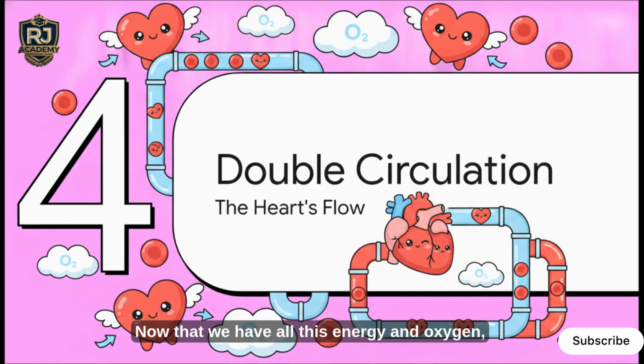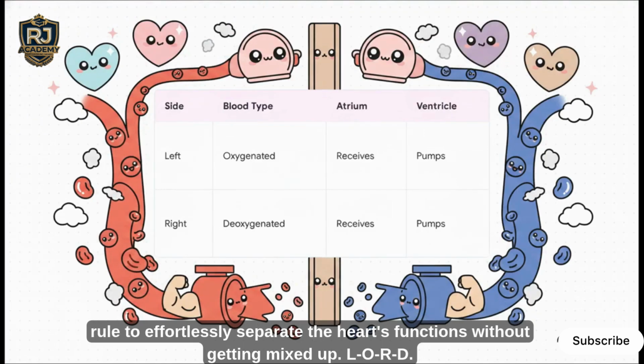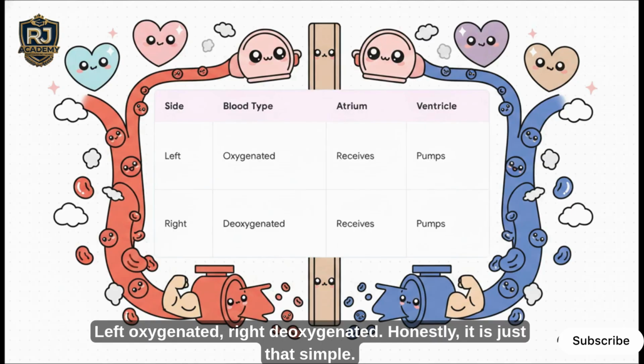Now that we have all this energy and oxygen, we've got to transport it, which brings us to the dual pump system of the human heart. Let's use a fantastic little memory trick called the LORD rule to effortlessly separate the heart's functions without getting mixed up. LORD: left oxygenated, right deoxygenated. Honestly, it is just that simple.